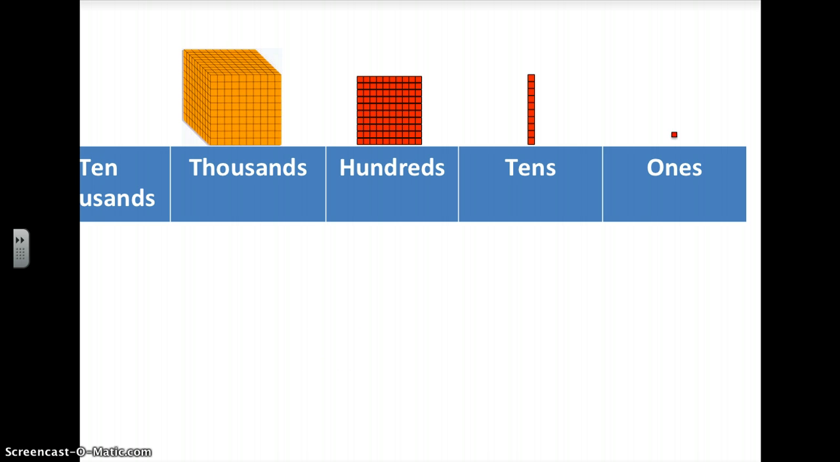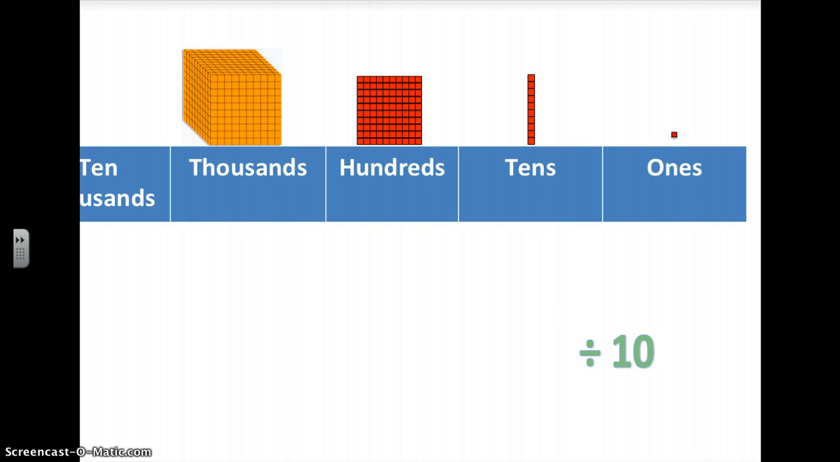Similarly, if we traveled from the hundreds to the tens, well, we know it takes 10 tens to make 100. So in this case, we're dividing by 10 again. Same with tens to ones. We divide by 10 because there are 10 ones that give us 1 ten.